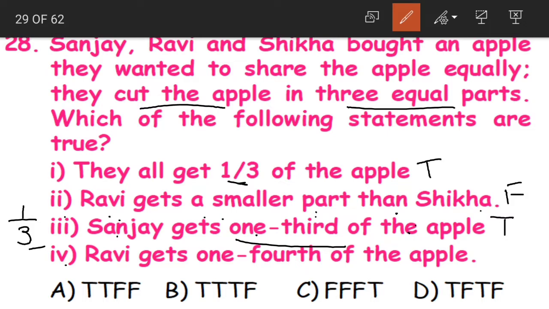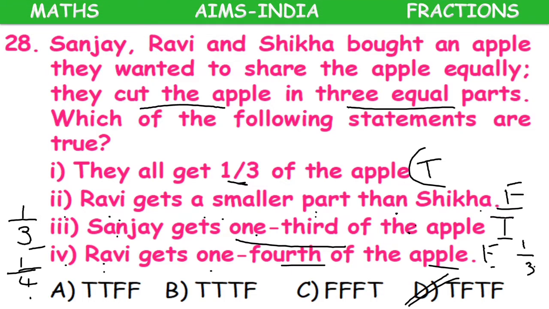Next, last statement. Ravi gets 1/4 of the apple. 1/4 means 1/4. Yes, children. Does Ravi get 1/4 of the apple? No, false. Ravi also got only 1/3. So our correct answer is true, false, true, false. That is option D. Okay.